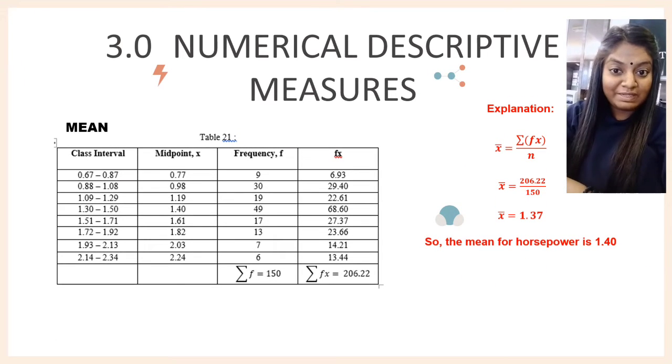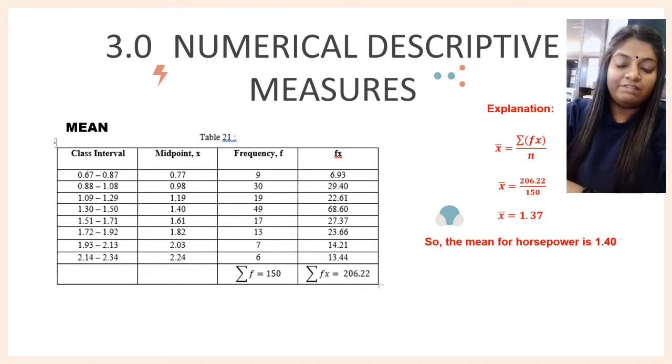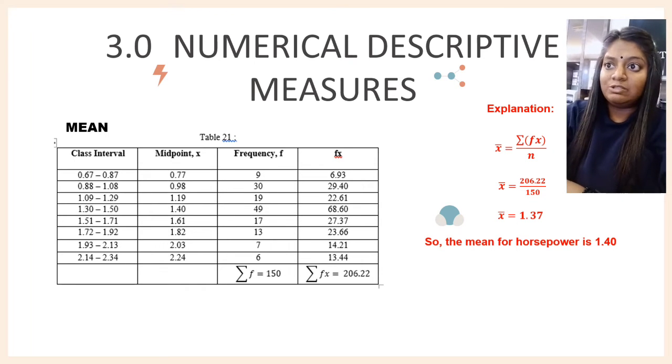Now I want to explain 3.0, the numerical descriptive measurement, where we will measure the mean, median, and mode. First of all, we have to make a table with the class interval, midpoint, frequency, and also frequency times midpoint. So for this slide, the mean for horsepower is 1.40.